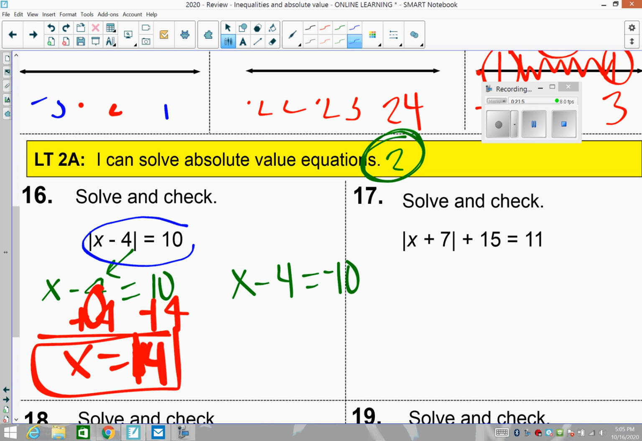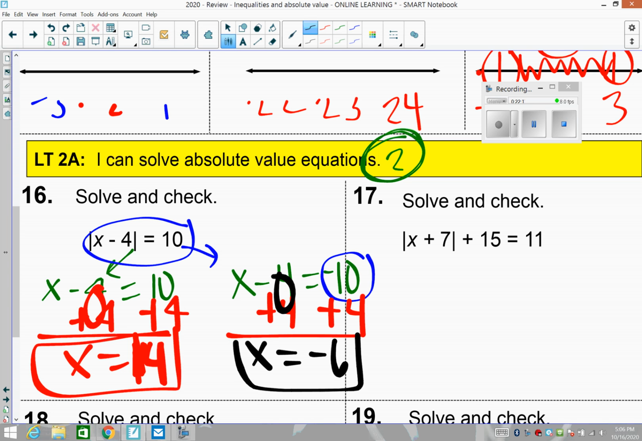So we solve it exactly how we see it. We just drop the bar. Because it's absolute value, you get 2 possible answers. So then I also write it again, but this time I make it negative. So x minus 4 equals negative 10. I add 4, copy, paste, and I'm left with x equals negative 6. So my 2 possible solutions are x equals 14 and x equals negative 6. Check it out. X equals positive 14 and x equals negative 6 are the 2 possible solutions for that situation.